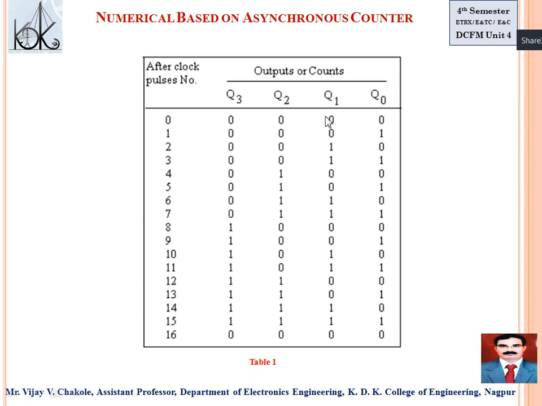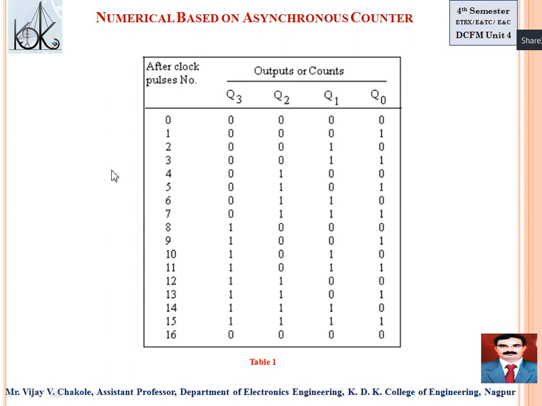So in that way, your counter is moving from 0, 1, 2, 3, up to 15, and after 15 it goes to 0, and for this you require 16 clock pulses. You can draw the state diagram also. The state diagram is a diagram which shows the sequence of movement of the counter from one state to another state.